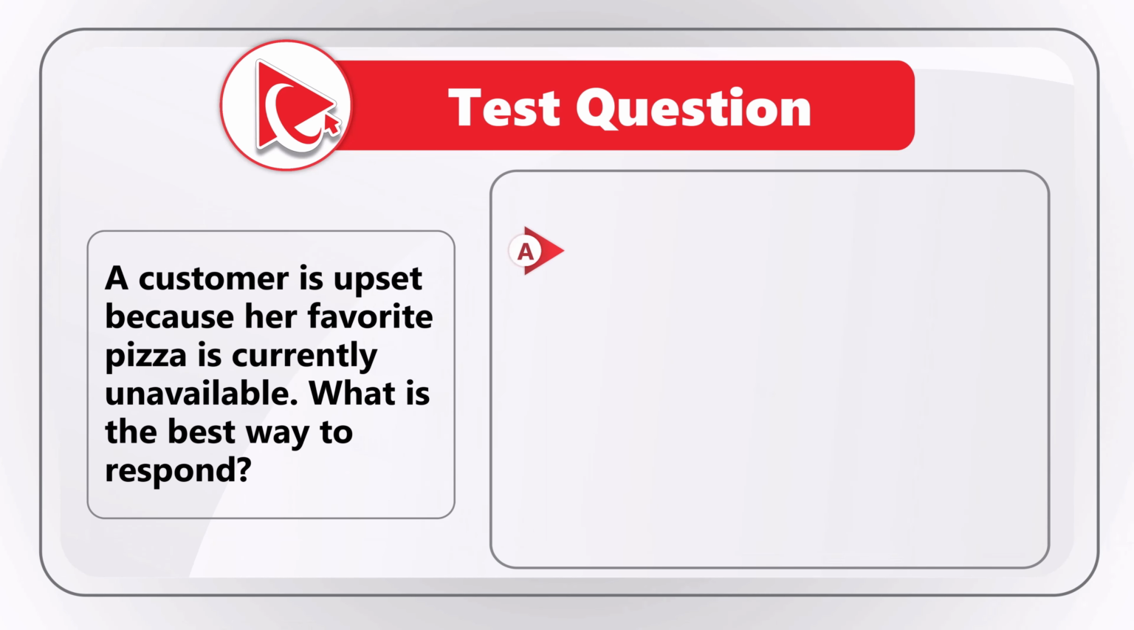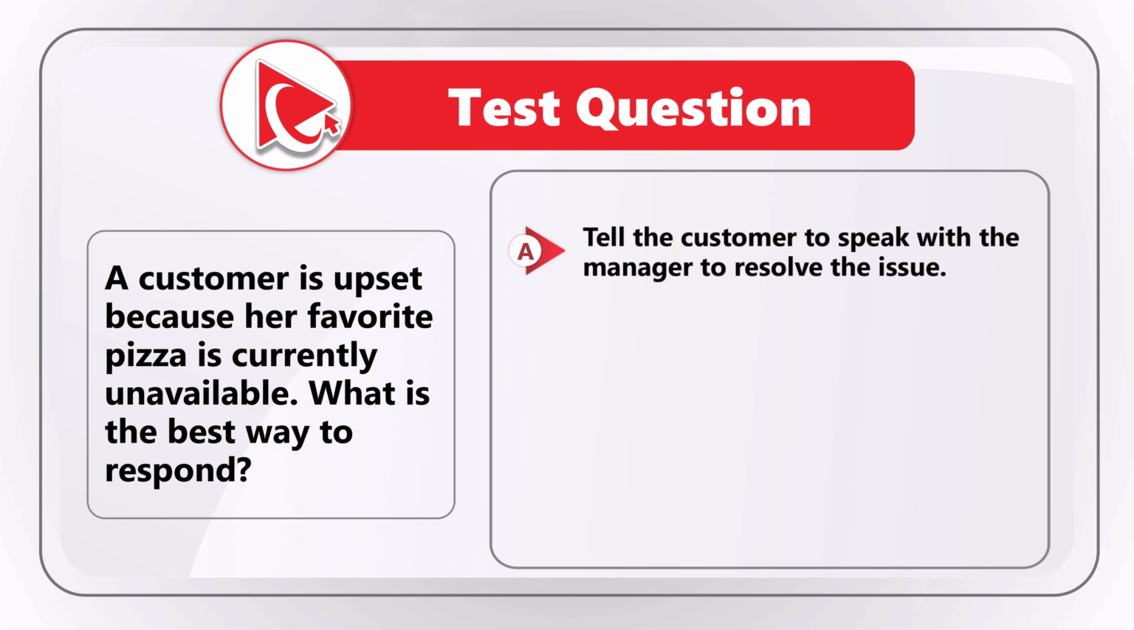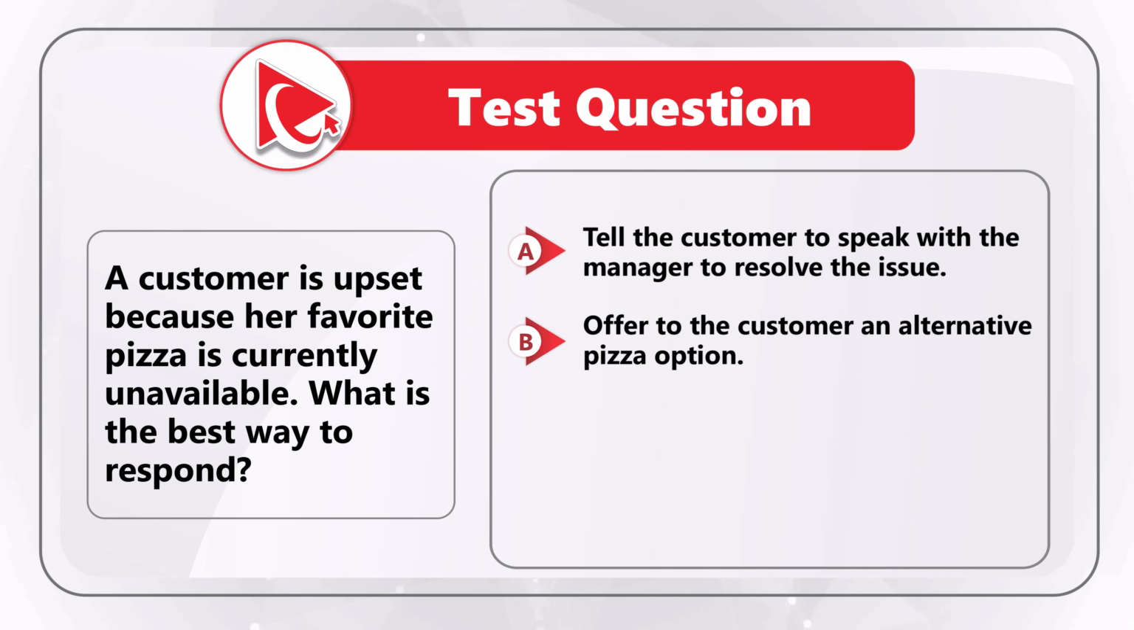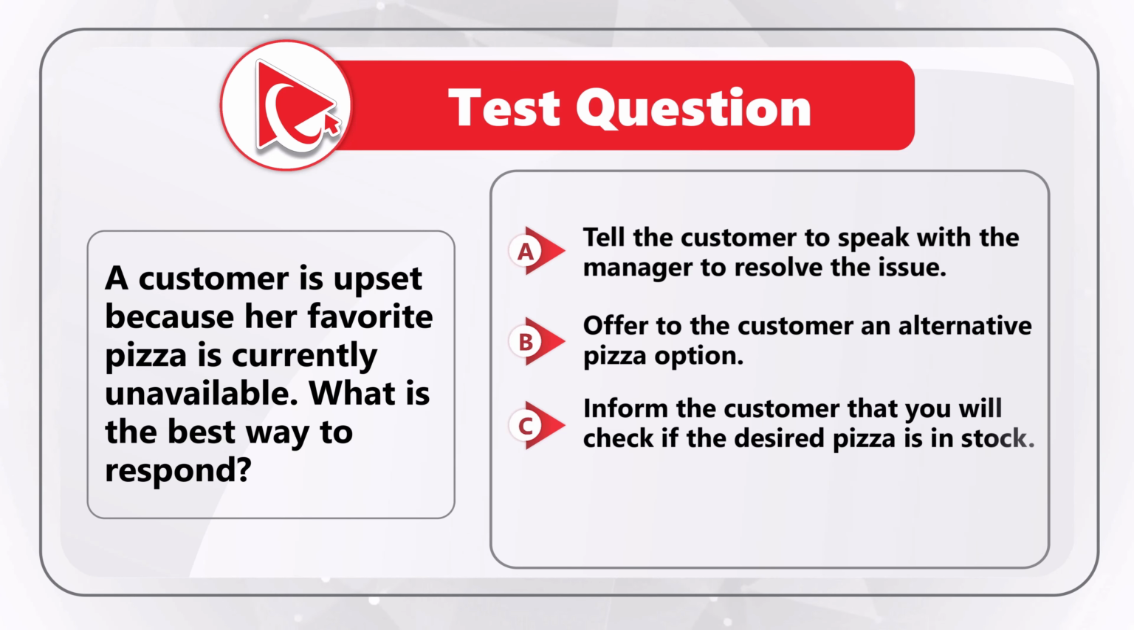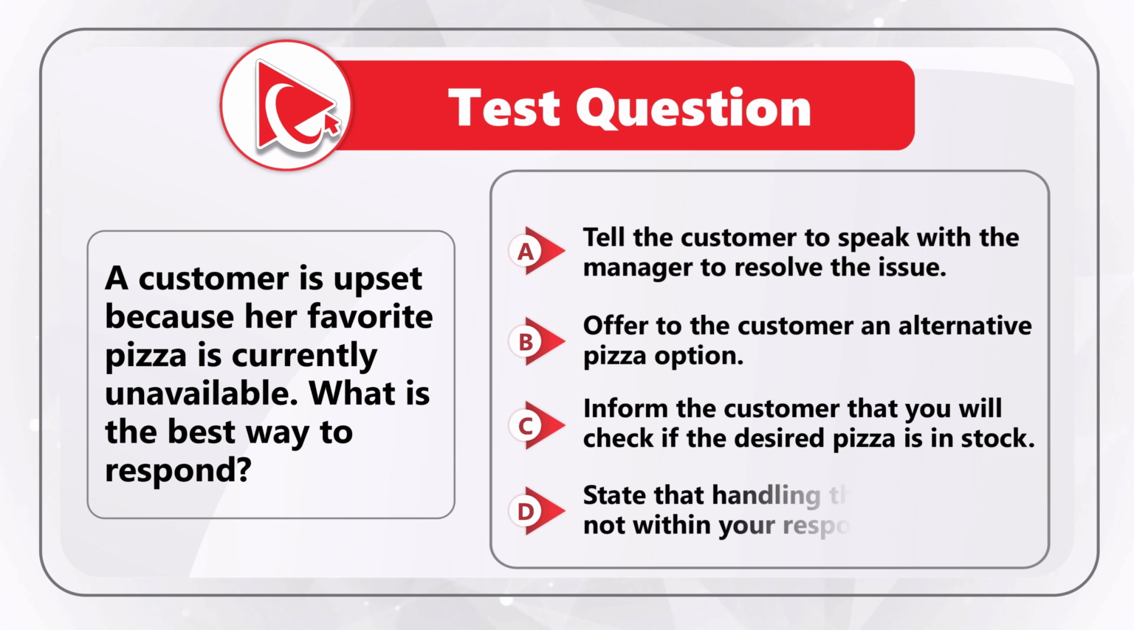Choice A: tell the customer to speak with the manager to resolve the issue. Choice B: offer the customer an alternative pizza option. Choice C: inform the customer that you will check if the desired pizza is in stock. And last but not least, choice D: state that handling this matter is not within your responsibility. Take a close look to see if you can come up with the answer.